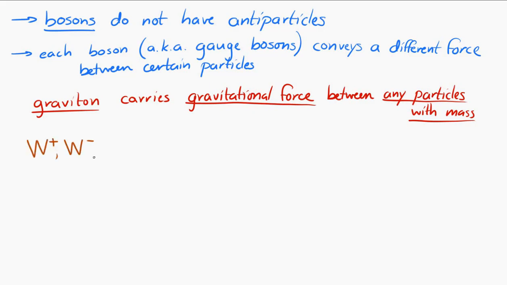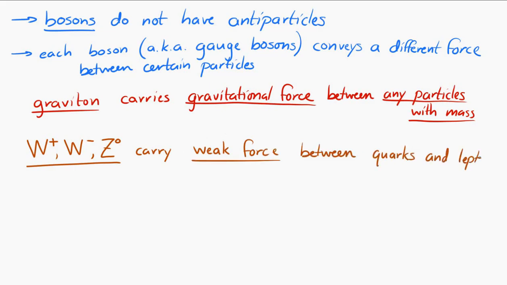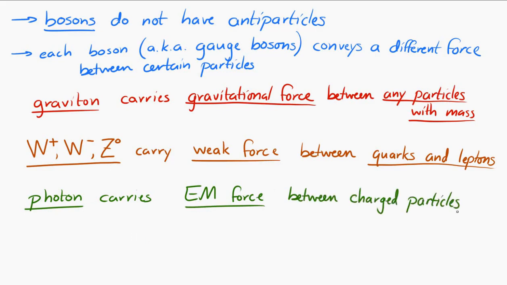The W+, W-, and Z0 particles, or bosons, convey the weak force, and they can only convey that weak force between quarks and leptons. So those particles do not convey forces between bosons. They only convey forces between quarks and leptons. Photons convey the electromagnetic force between charged particles. So the photon will not convey a force between 2 neutrinos, because those neutrinos do not have charges. You have to have particles with charge in order for photons to convey an electromagnetic force. Gluons convey the strong force between quarks and other gluons.